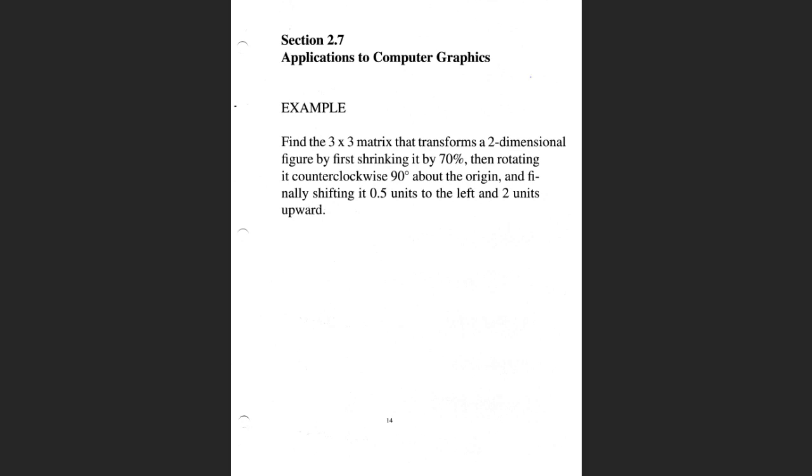So we want to find a 3 by 3 matrix that transforms a two-dimensional figure by shrinking it first by 70 degrees, then rotating it counterclockwise 90 degrees about the origin, and then finally shifting it a half unit to the left and 2 units upward.